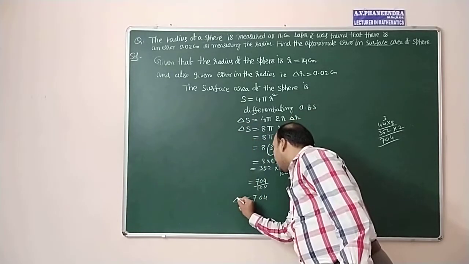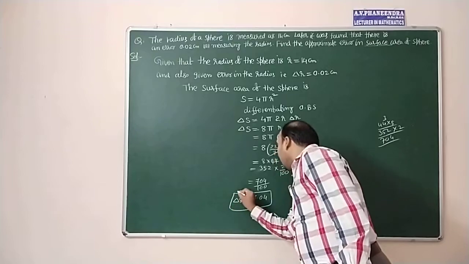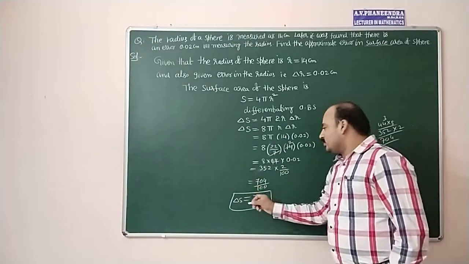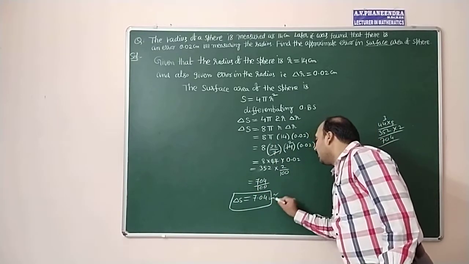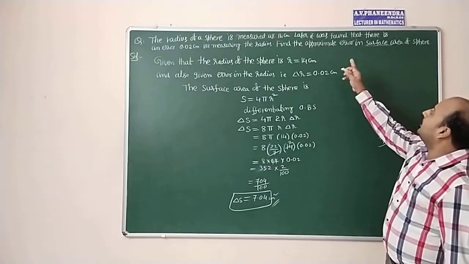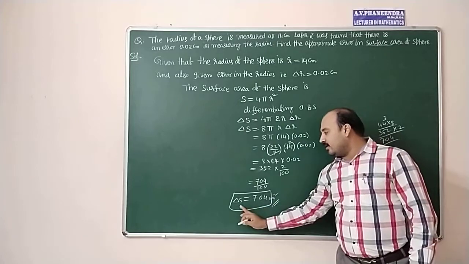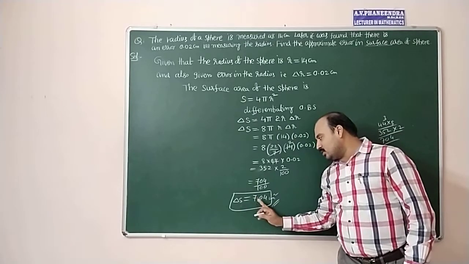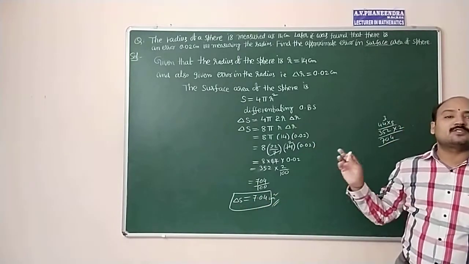Delta S is equal to, here delta S means area, no? So the unit is centimeter square. So the error, or approximate error, in surface area is delta S is equal to 7.04 centimeter square.